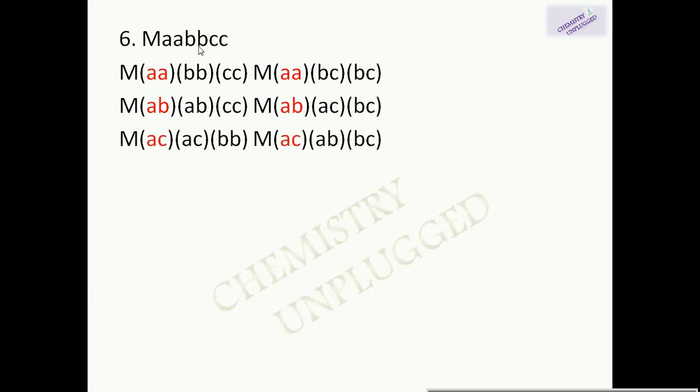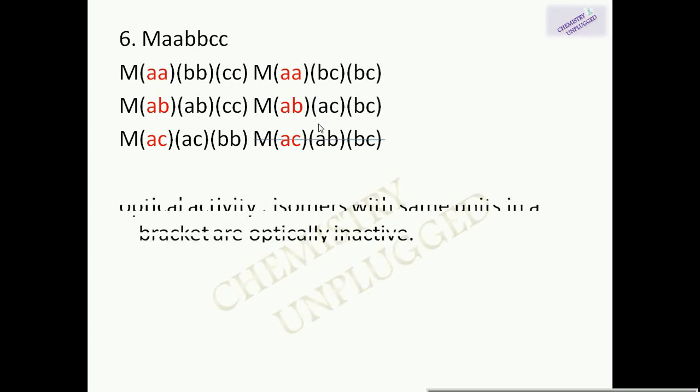In the third, we keep A and C constant. So there are two possibilities, but these two are similar, so we will not consider it. There are 5 possible geometrical isomers.